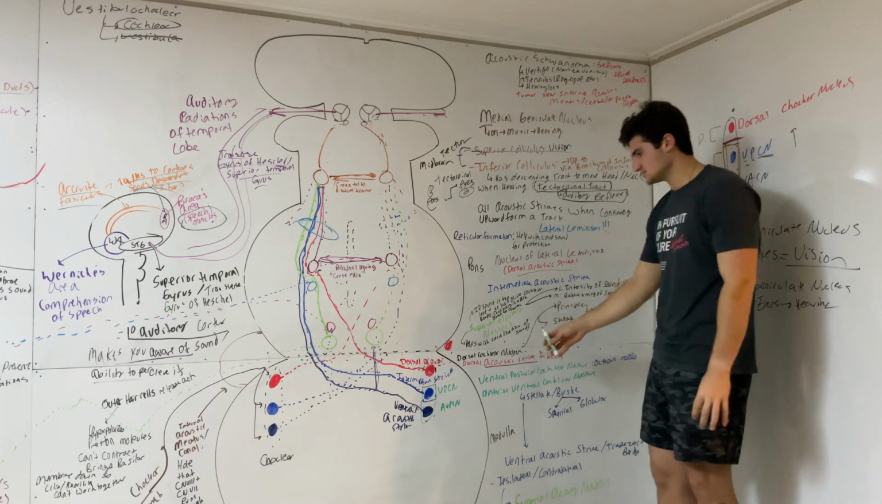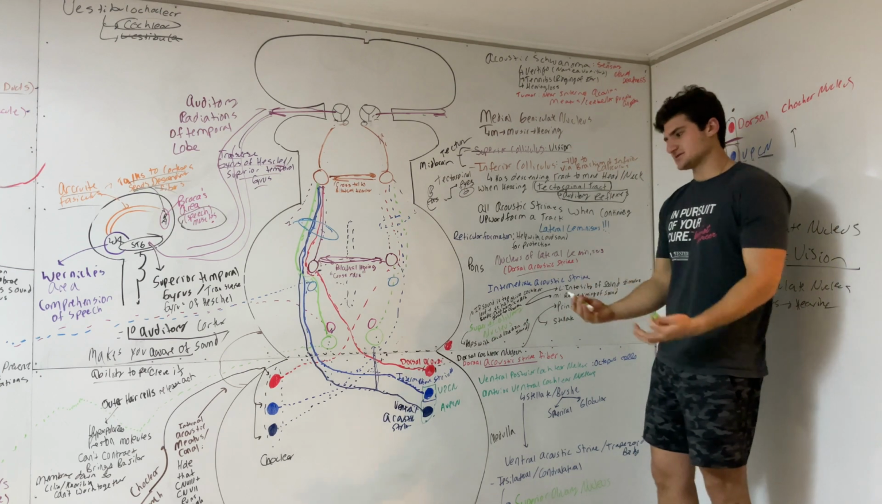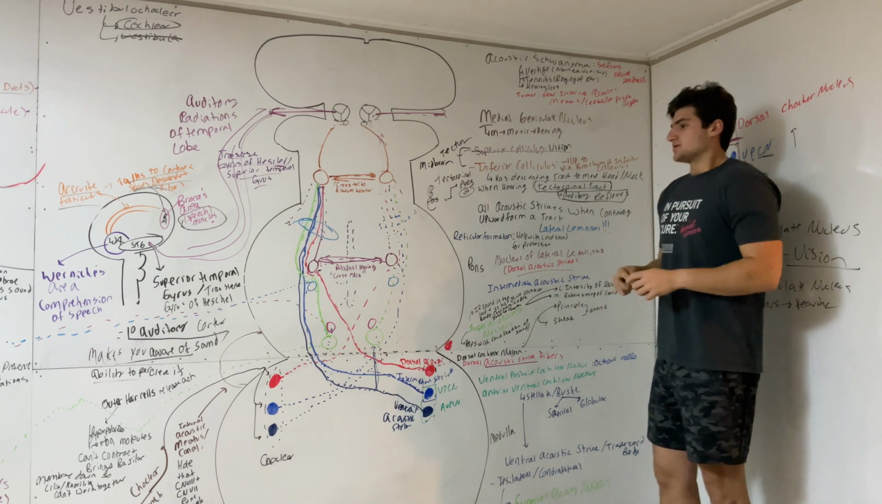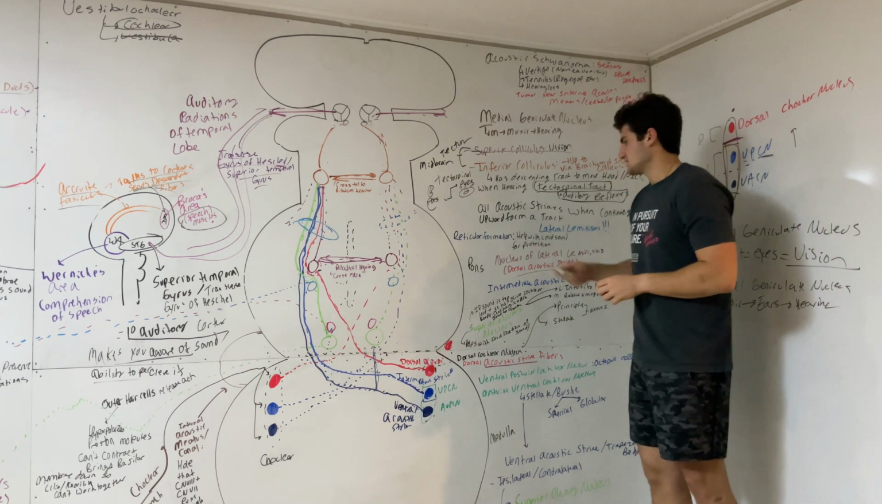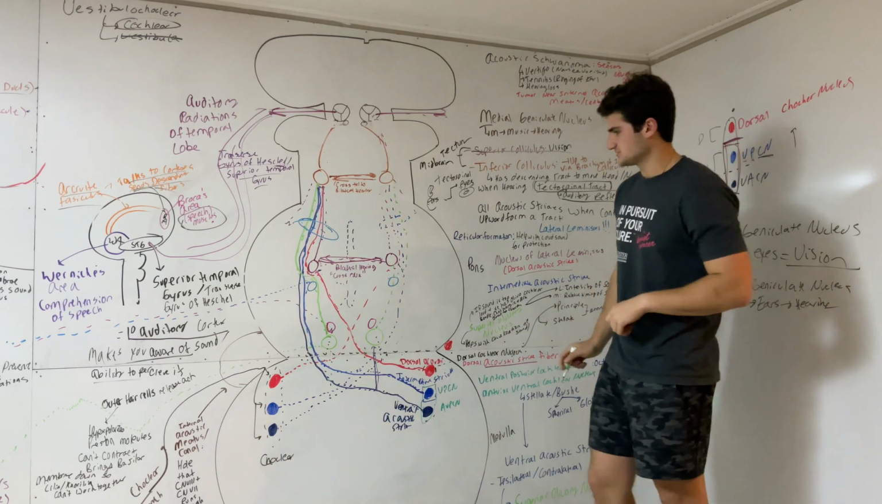There are two ways. One of the ways is going to be from the superior olivary nucleus. He's going to control something. The other way is going to be from our reticular formation, which we'll talk about after. Well, let's do the superior olivary nucleus first.